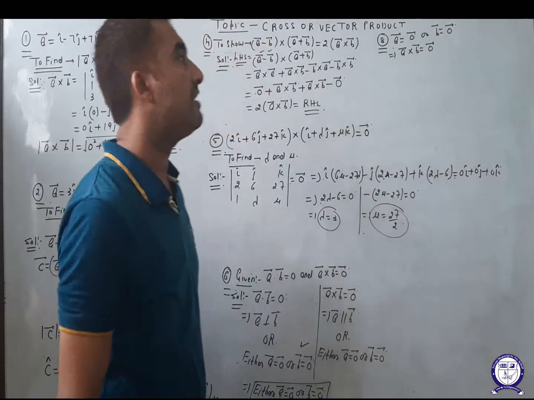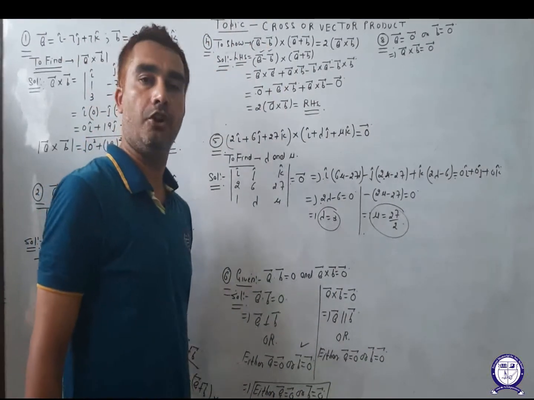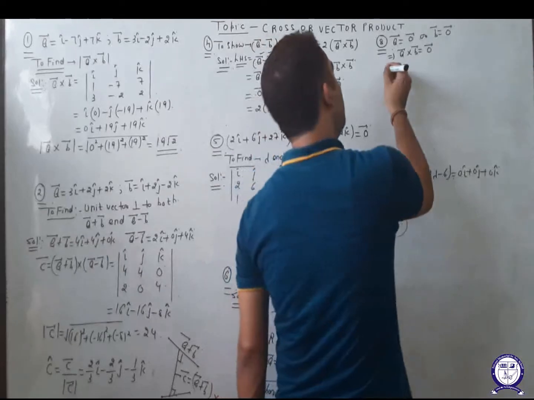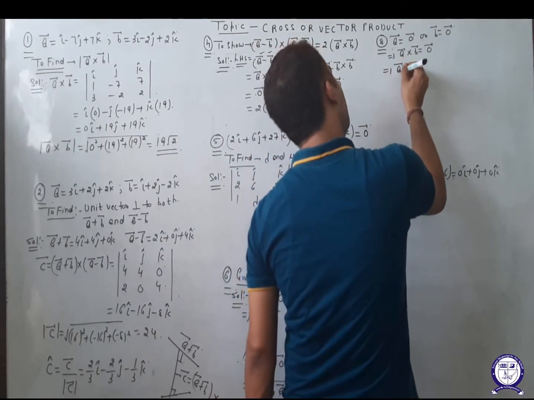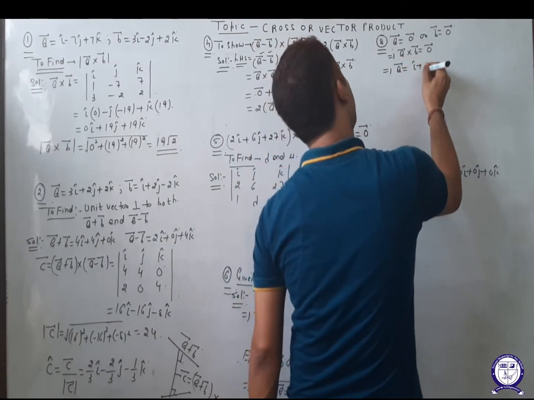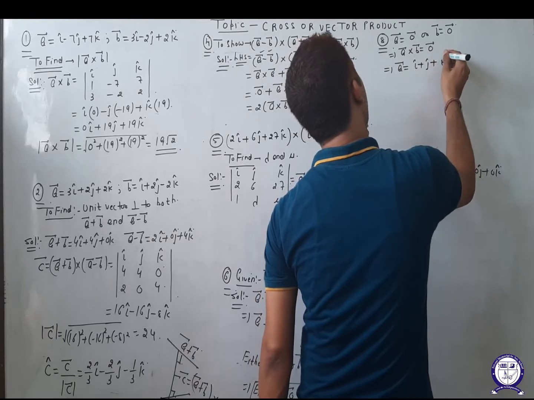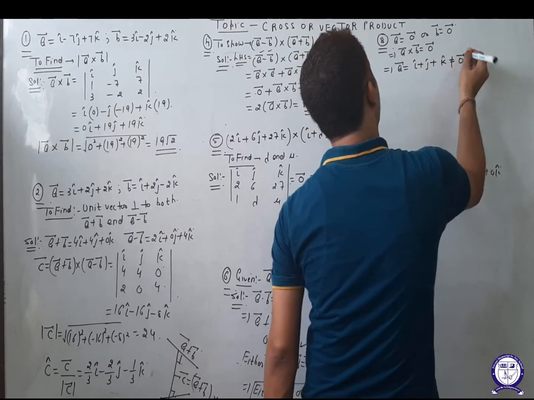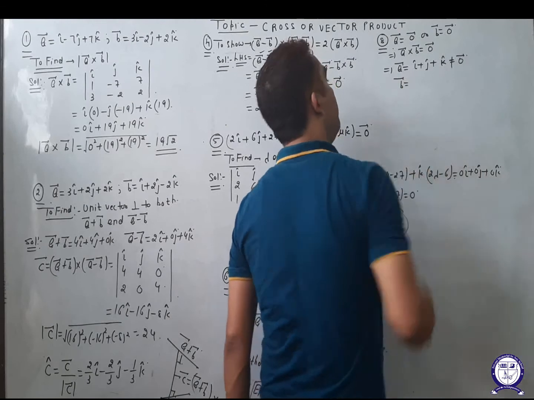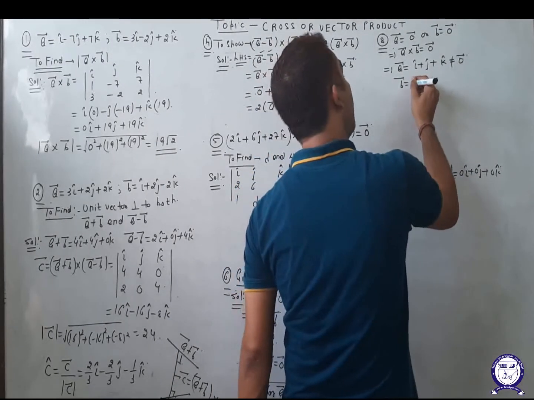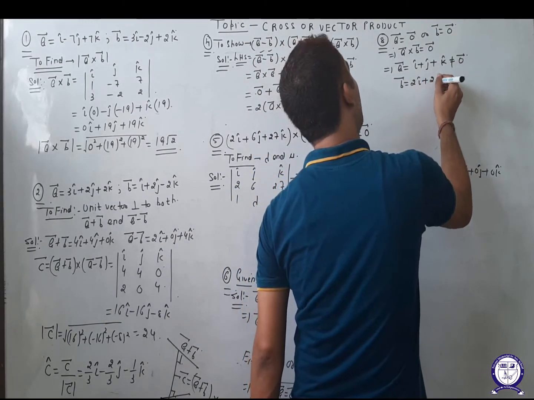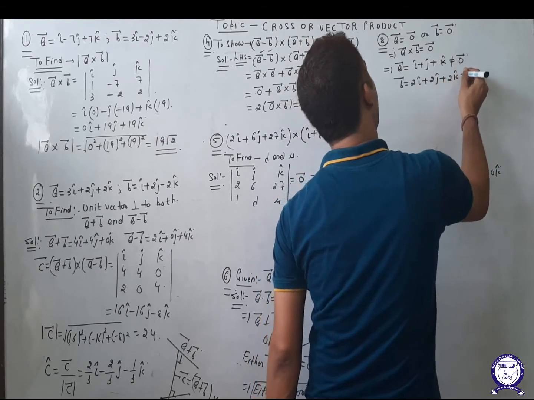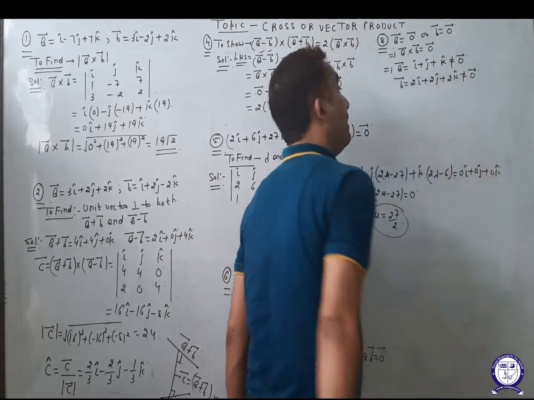But the question is asking, is the converse true? No. The reason being, A vector is equal to i cap plus j cap plus k cap. It is not equal to the 0 vector. B vector, that means 2i cap plus 2j cap plus 2k cap, is not equal to the 0 vector.